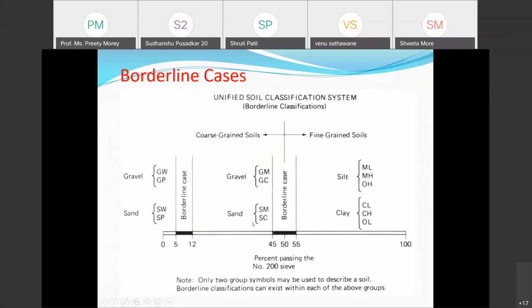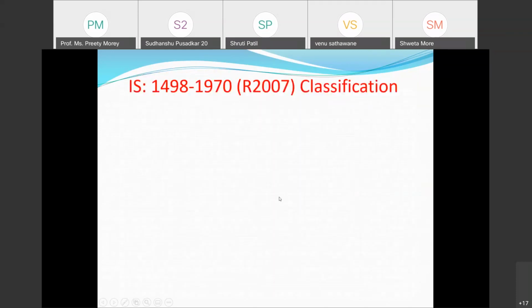Just like we have borders of districts, states or countries, here also the soil which is on the verge of one particular classification may contain some component from the other side's soil particles. Such a type of classification is called borderline classification, and these soils will be given combined names. So that borderline classification will be calculated. Five to 12 is the percentage passing the 75 micron sieve, and this is a borderline case, and from 45 to 55 is also a borderline case. So those will be classified by a combination of those different soils.